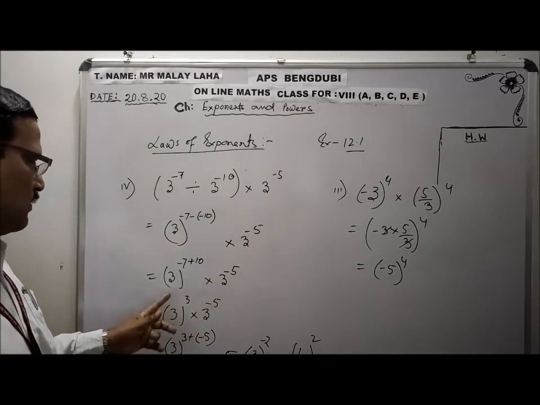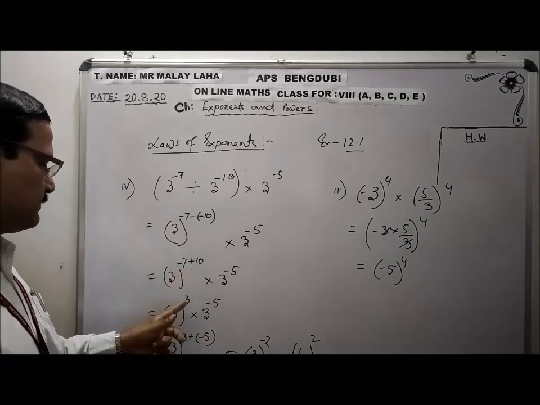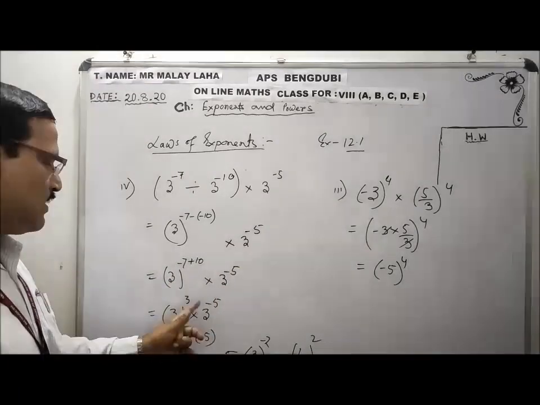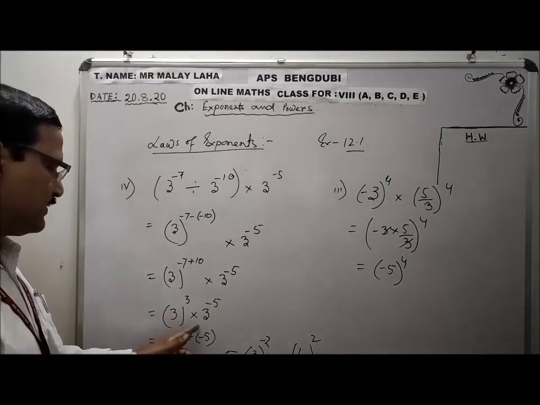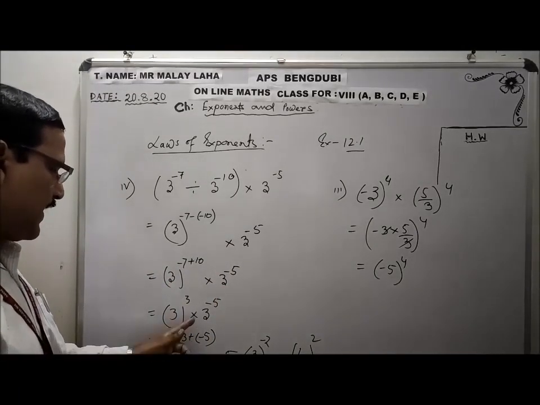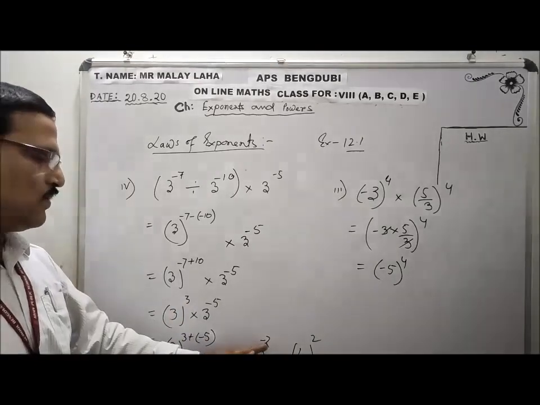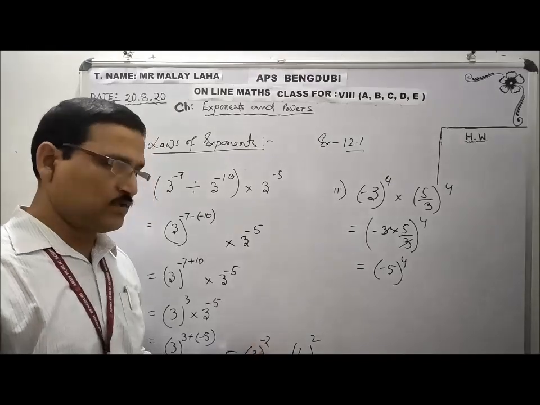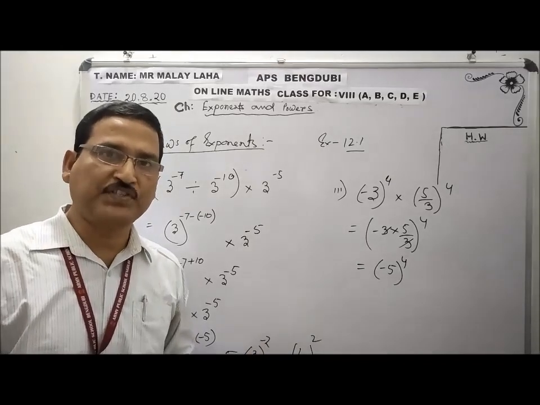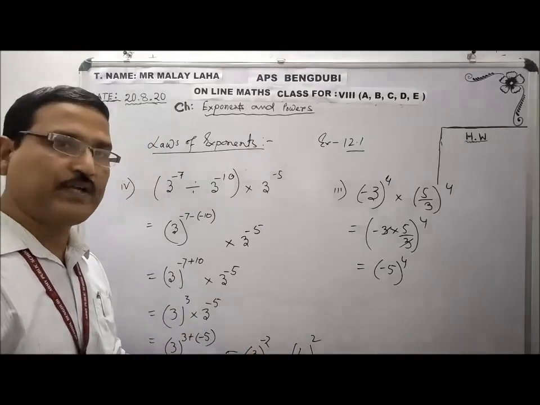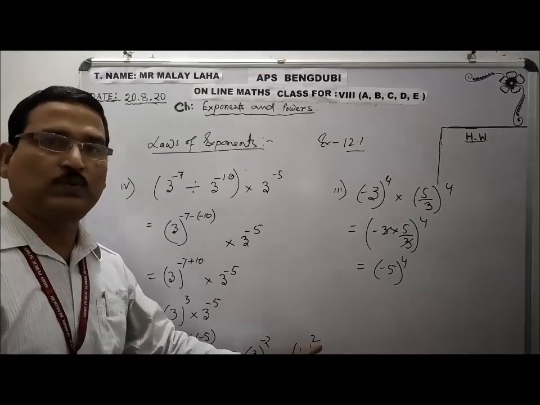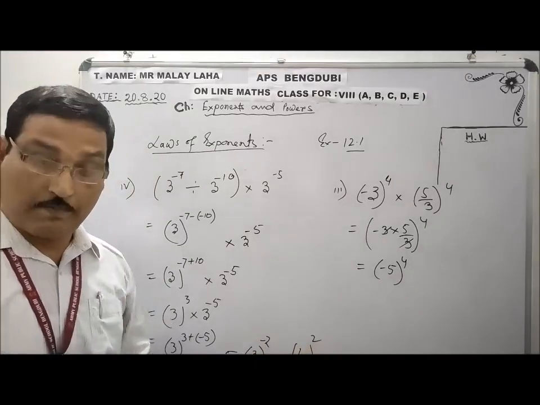Now what is the result coming after plus minus? So it is coming 3. 3 raised to 3 into 3 raised to minus 5. So both the numbers having the same base, the powers we have to add: 3 plus minus 5. So 3 raised to minus 2. Okay. Then minus 2. The instruction is to show the result in positive exponent. So we have to reciprocate the base: 1 by 3 raised to 2. Understood? Very important question.